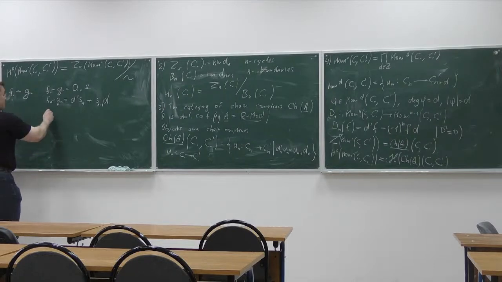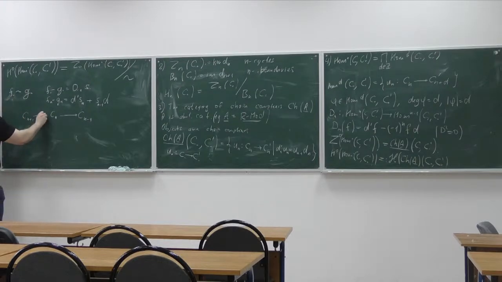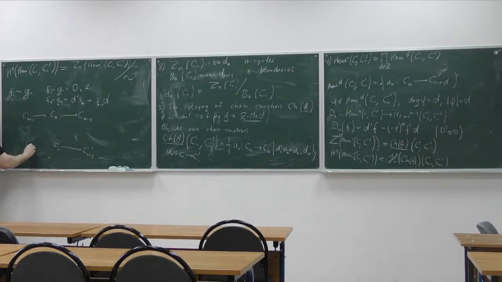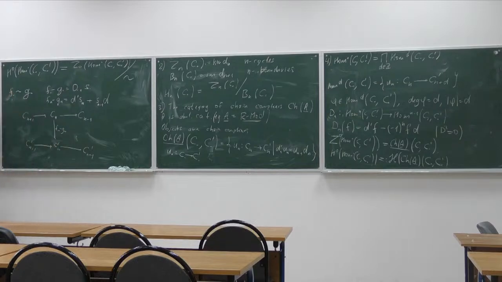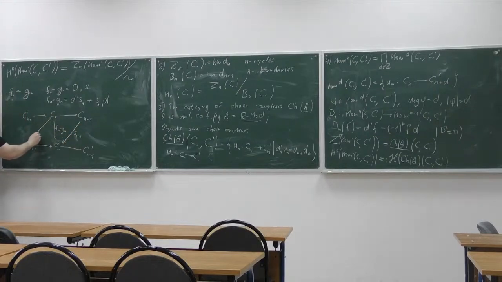So let's say we have a complex C, we have Cn, then decreasing, n minus 1, and Cn plus 1. There's another complex. Here is the difference Fn minus Gn. The S has a degree of minus 1, so it's acting like this. This is Sn minus 1, and this is Sn. Here I have differential dn, and here I have differential dn plus 1 prime.